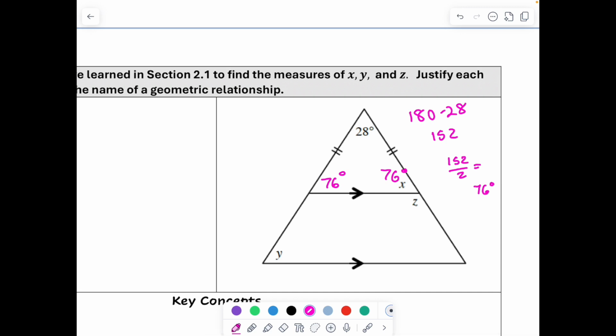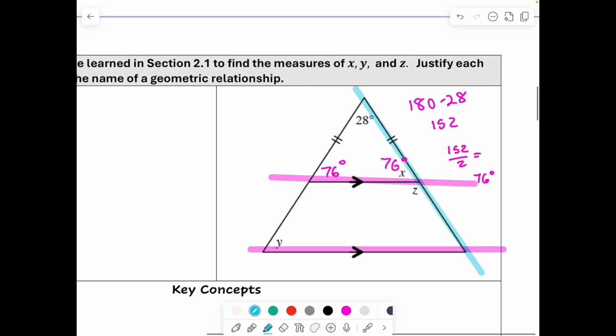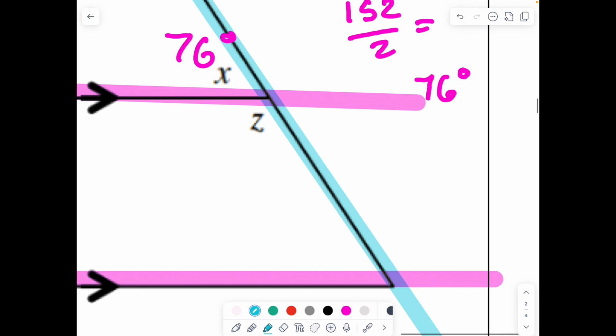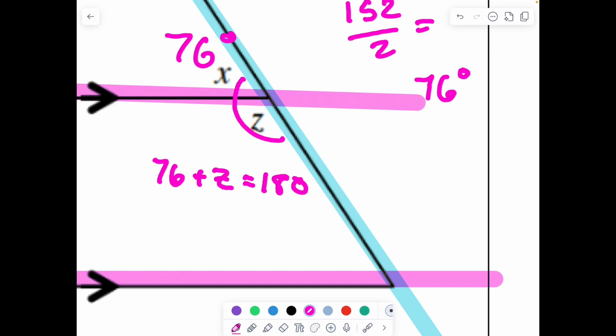Okay. And now, in order to find the other angles, what we could realize is that we actually have parallel lines here being cut by a transversal. It's a little hard to see, but if we zoomed in, hey, we've seen this kind of problem before. These two angles make a straight line together. So 76 and z should add up to 180. So 76 plus z should equal 180. So z is 104.